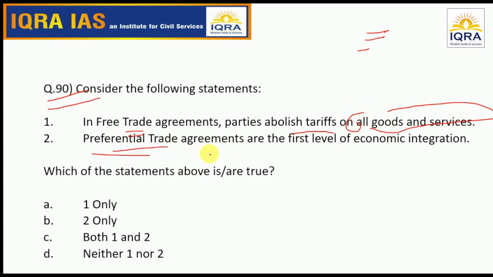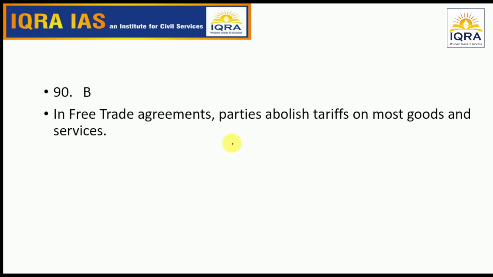And preferential level, PTA, is the first level of economic integration. Then there is customs union. Then there is integrated market. Then they have common currency. So this is a whole different level of economic integration, and PTA is the first of that. So only two is correct.